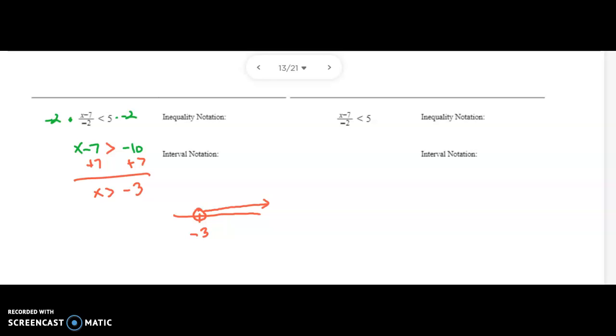Now for this one, for the interval notation, where does it begin? It begins at negative 3. Where does it end? It doesn't. It keeps going to the right, so that's going to be infinity. So negative 3 gets parentheses, and infinity gets parentheses.